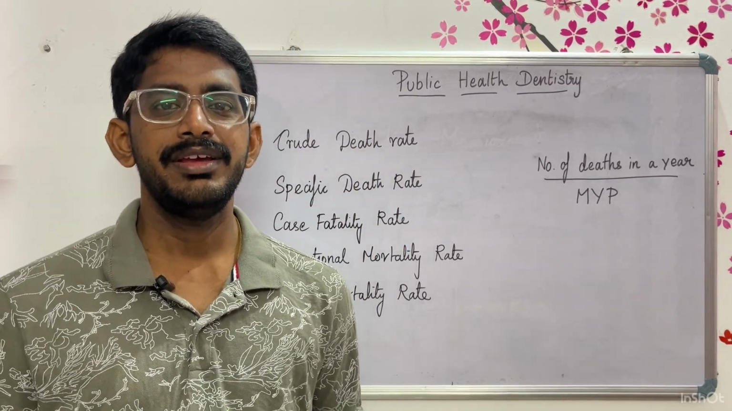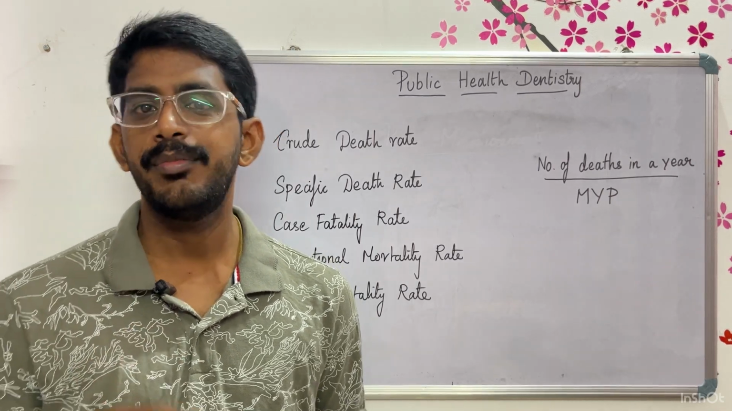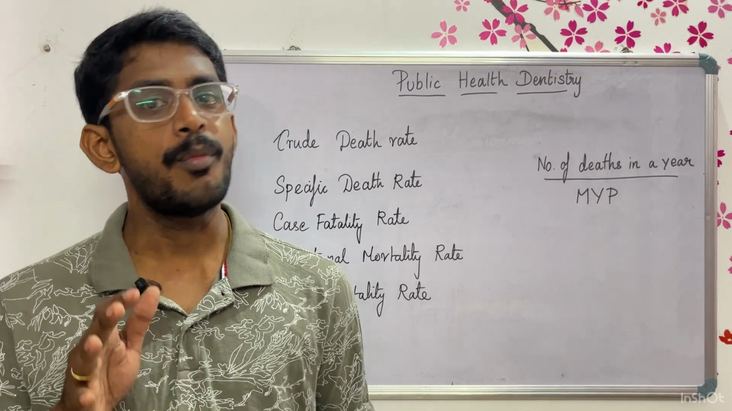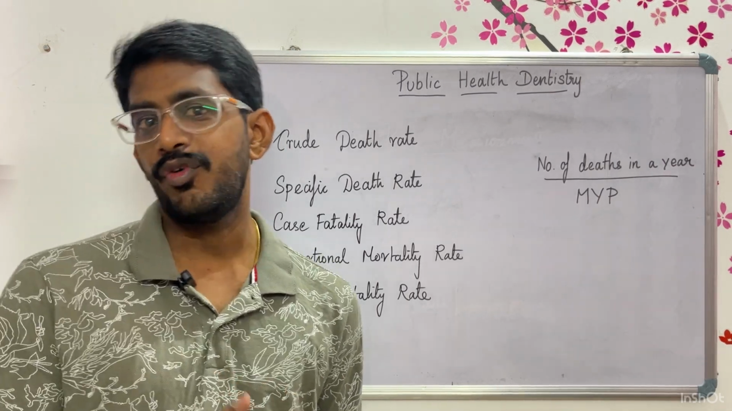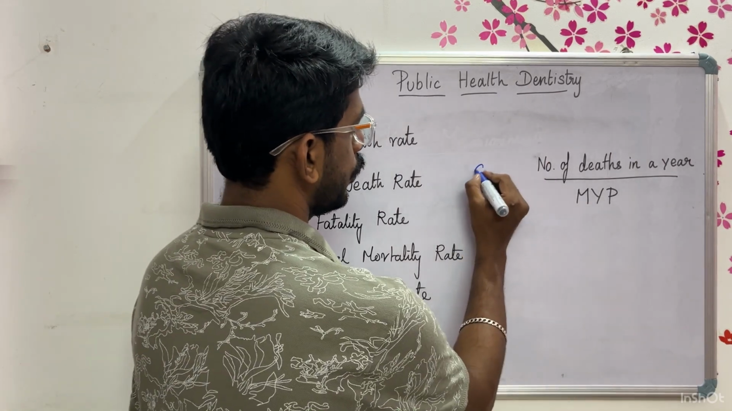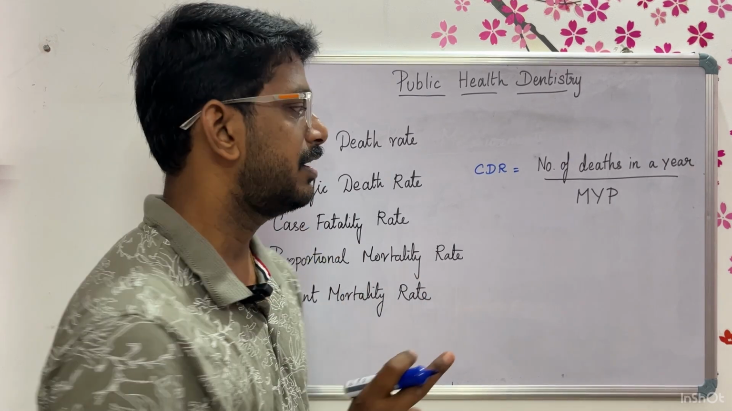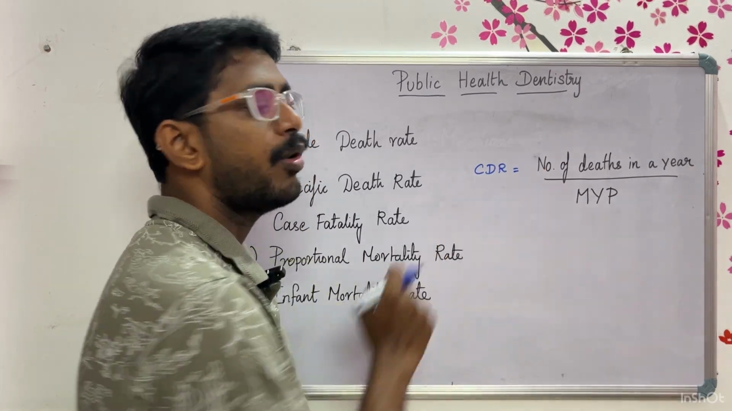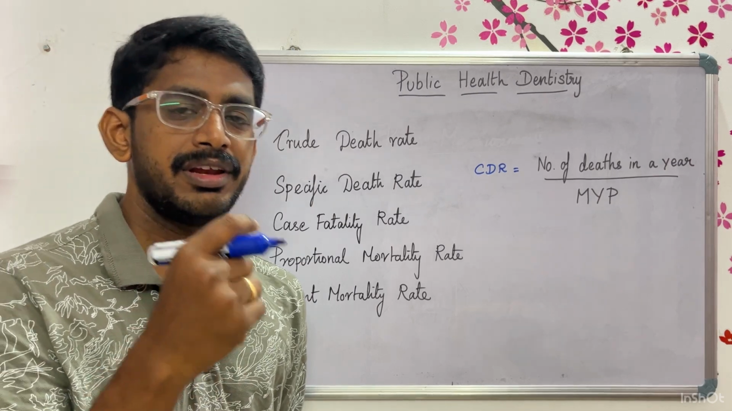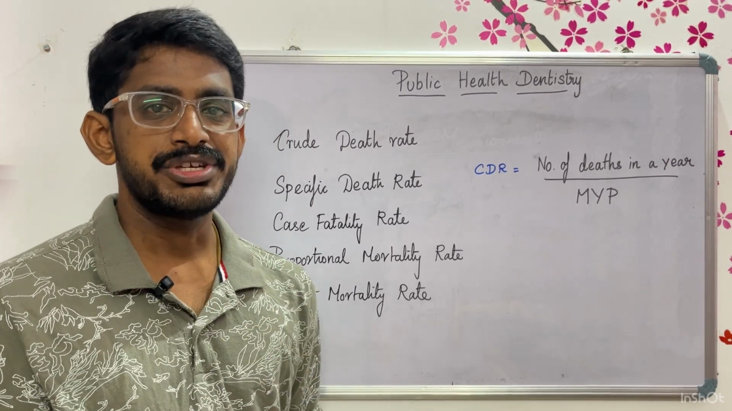Crude death rate can be termed as the number of deaths per thousand people in a population in a year. It is considered the simplest measure of mortality. Why? Look at the formula. Crude death rate is number of deaths in a year divided by mid-year population. So the number of people dying in a particular region in a year divided by the mid-year population in that particular region.